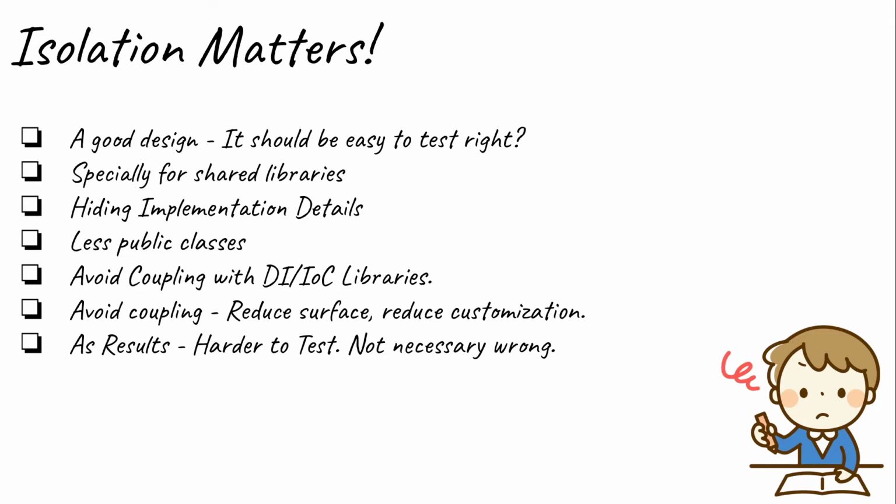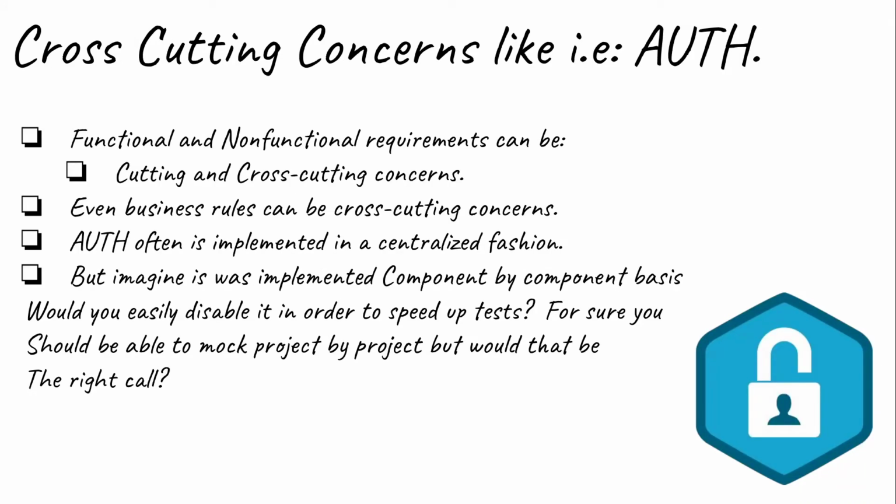They will not be impossible at all, right? They just feel a bit weird. And that's fine, actually, and not necessarily wrong. Finally, I want to talk about cross-cutting concerns, like auth, for instance. Auth is an example. If we think about architecture or requirements, we can have functional and non-functional requirements, and they can either be cutting or cross-cutting. So cutting, imagine something more vertical, and cross-cutting, imagine something horizontal.